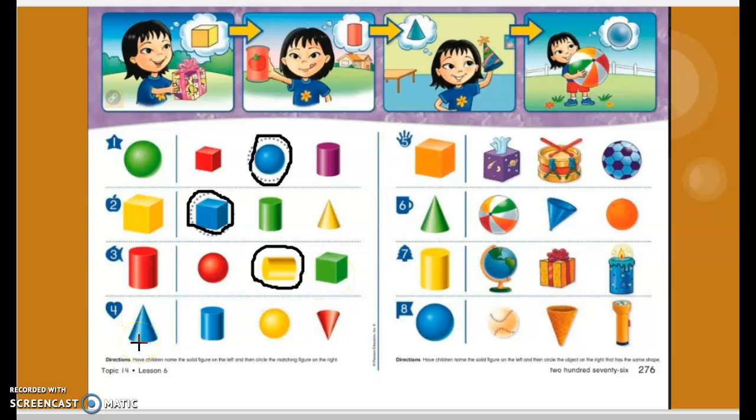For number 4, we have a cone, and a cone only has 1 flat surface. If we look at this one, we see there's 1 flat surface here and 1 here. So therefore this one cannot be it. And this one has no flat surfaces, so it can't be this one. But let's look at this one. This one has 1 flat surface. So we know that it is this one. So I want you to try numbers 5 through 8 on your own.